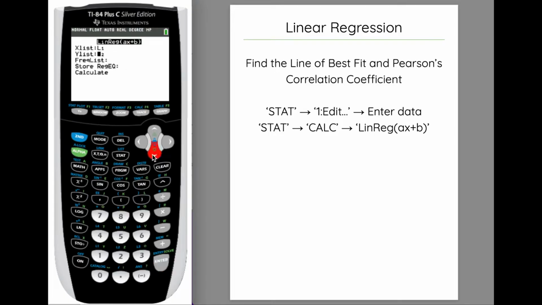We hit enter, and it asks us the x value, the y value. We don't have a frequency list, and we don't need to store this, so we hit enter, and it will give us an equation of the line here. It gives us the form ax plus b. So a here, that would be the slope of this line. b is the y-intercept. And then they also give us r, which is the Pearson's product moment correlation coefficient. So when you're looking for the correlation between values, you have this. So that's what you're looking for there, linear regression. If we had stat diagnostics off, we wouldn't see these r values.